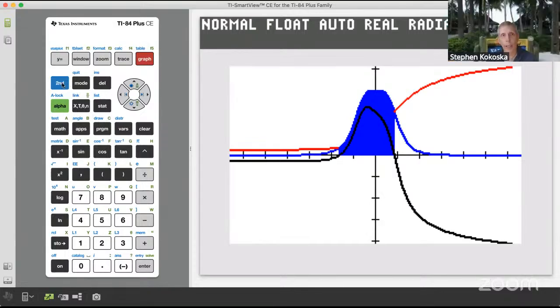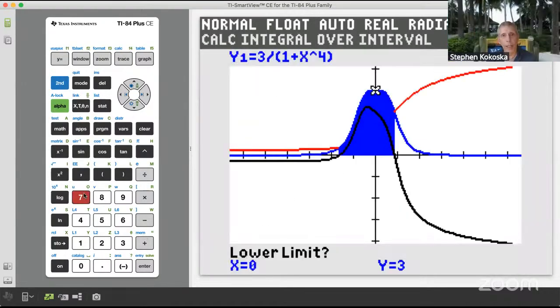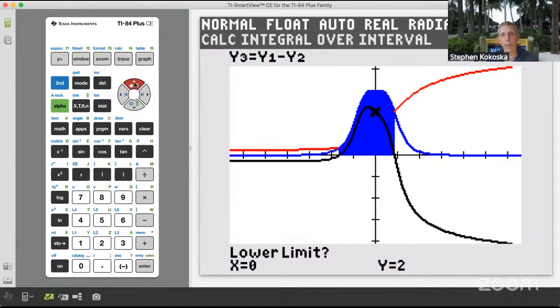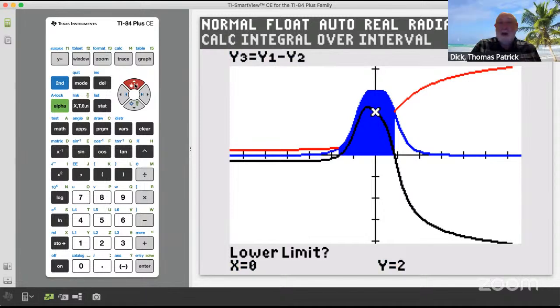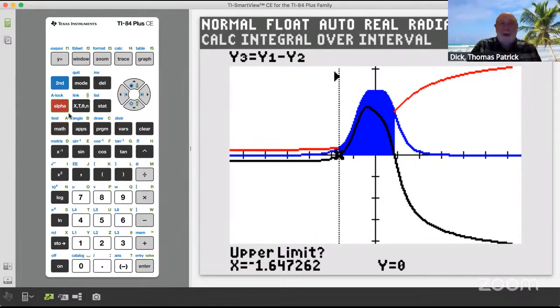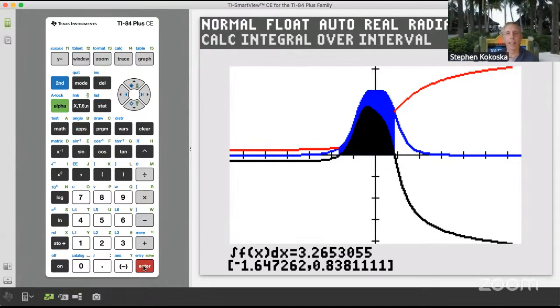And then we could calculate, like you said, Steve, the integral. Let's see, now I want to make sure I'm on that black curve. Y1 minus Y2, that's the one I want to be on. And now I could put in the alpha A, and the alpha B. How about that? There's that answer that we got.